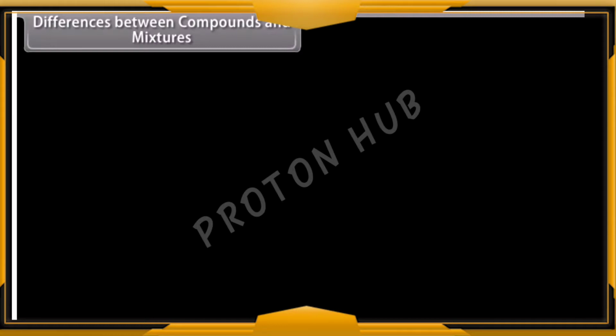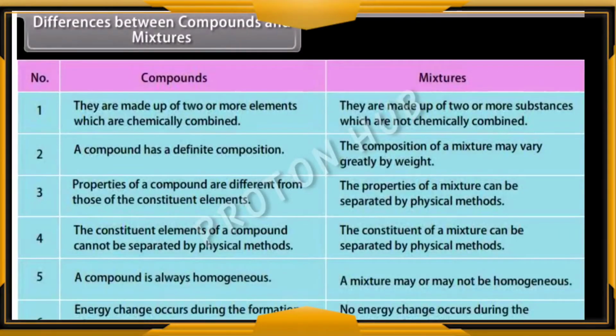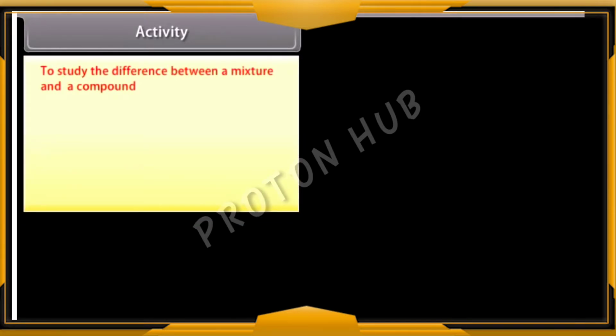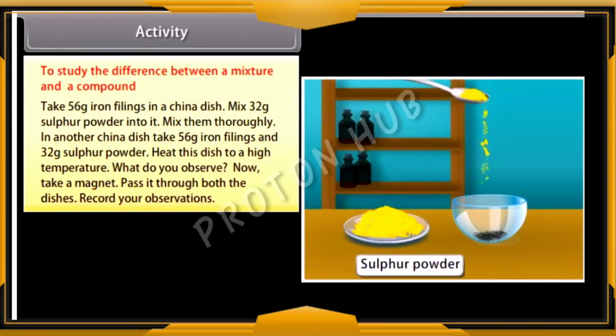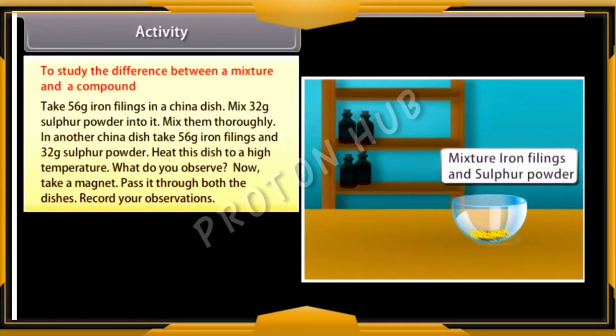Differences between compounds and mixtures. Activity. To study the difference between a mixture and a compound, take 56 gram iron filings in a china dish. Mix 32 gram sulfur powder into it. Mix them thoroughly. In another china dish, take 56 gram iron filings and 32 gram sulfur powder.